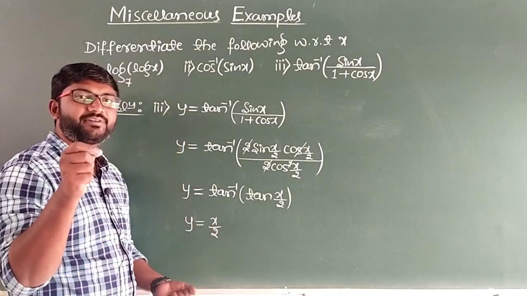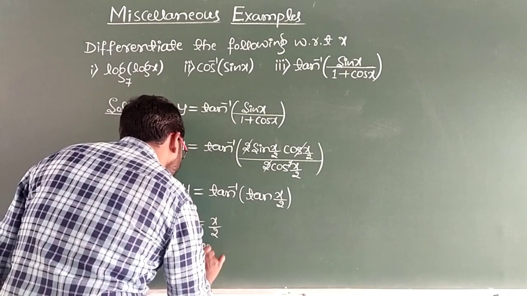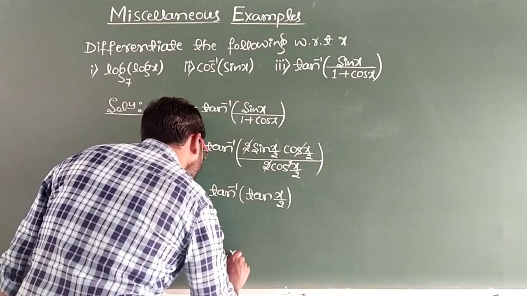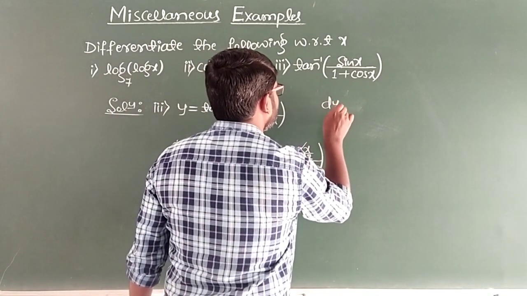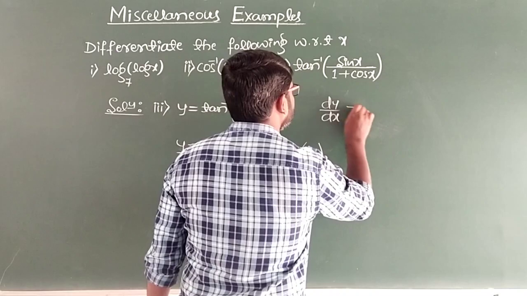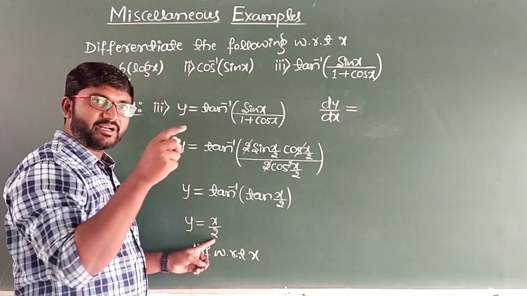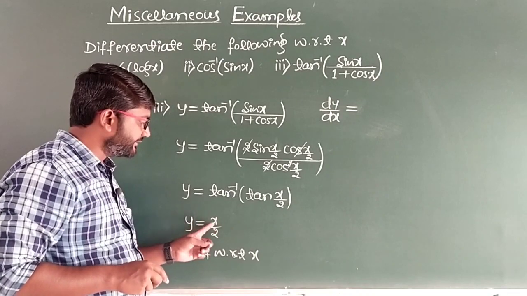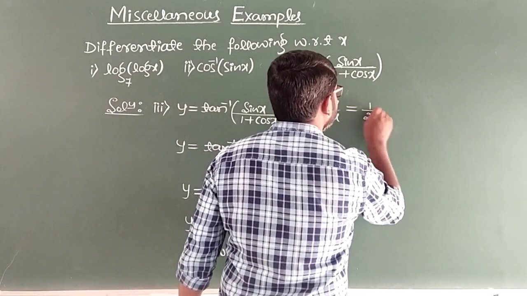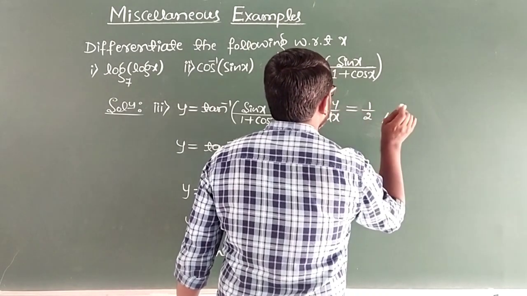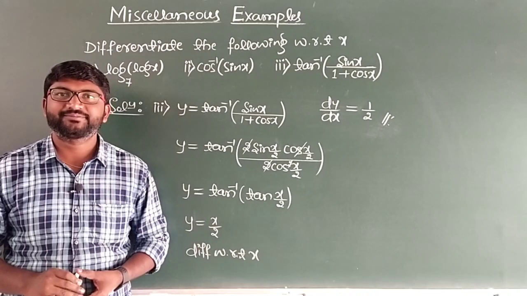Now we have to go for differentiating with respect to x. So differentiating both the sides with respect to x, we get dy by dx equals, so here 1 by 2 is a constant, we will have to write it as it is, then the derivative of x will be 1. So overall we get 1 by 2. So this is the answer for Roman number 3. Note down this, then we'll take up the remaining questions.